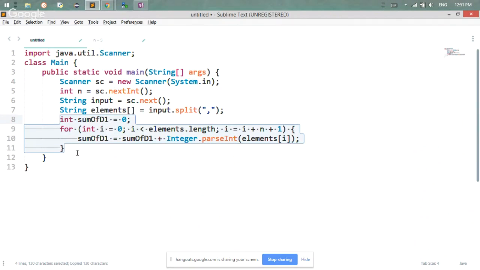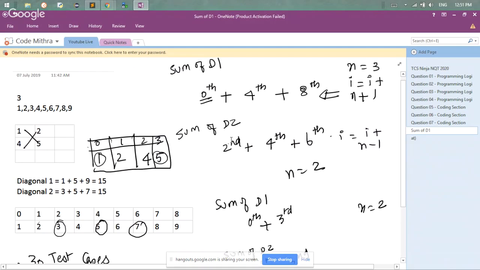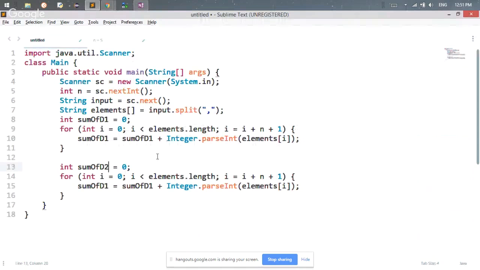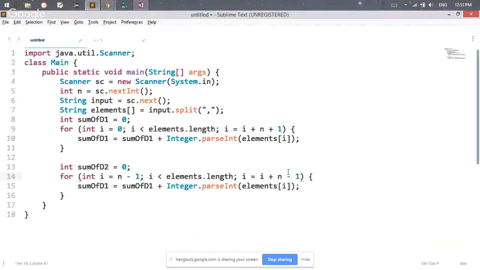Once this is done, I'm going to do it for sum of diagonal 2. For diagonal 2, we are starting from the second element, whereas here we started from the first. That means I need to start the loop from n minus 1. Then I loop through the elements length again, and here the increment will be minus 1, as we discussed: i = i + n - 1. That's the reason I'm putting this.